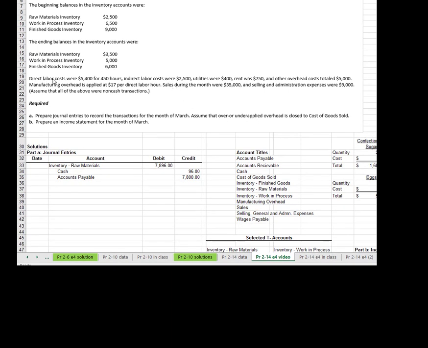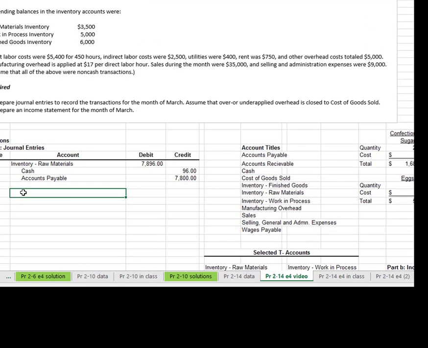okay, now I've got some direct labor costs. Okay, $5,400 for 450 hours. Now, because this is a manufacturing entity, our manufacturing costs, direct material, direct labor, and overhead costs, those are going to all flow through work in process inventory to finished goods inventory, and then there will be expense under one account called cost of goods sold. Right? And so my direct labor cost is not going to go to wage expense, it's going to go to work in process inventory.